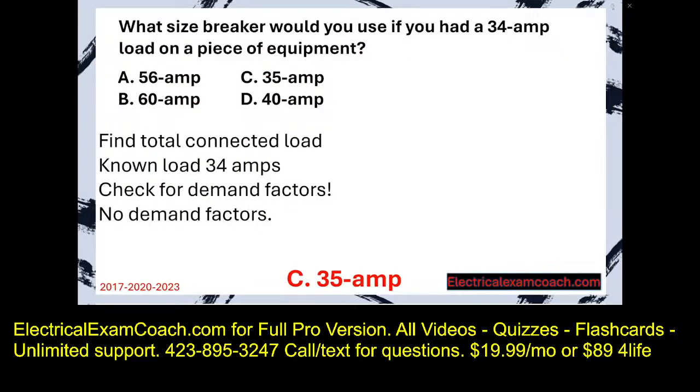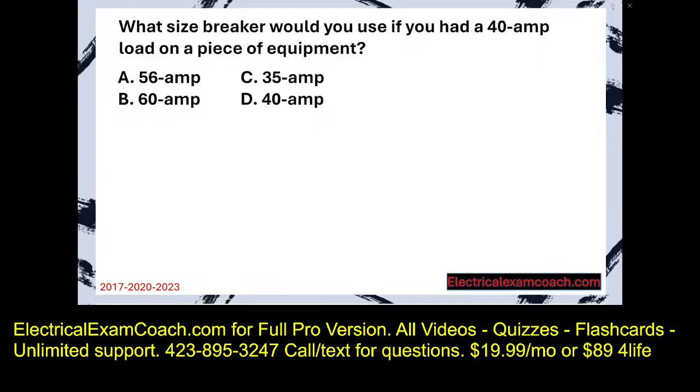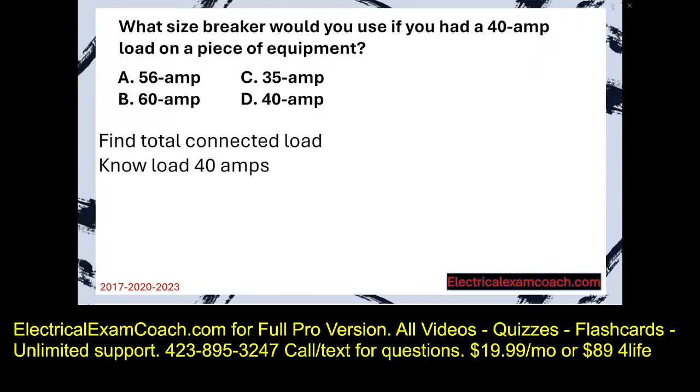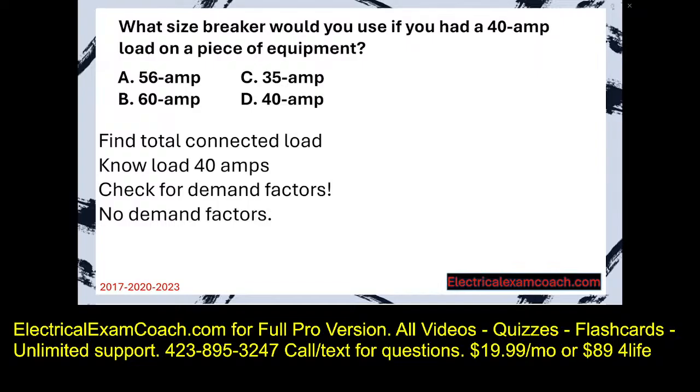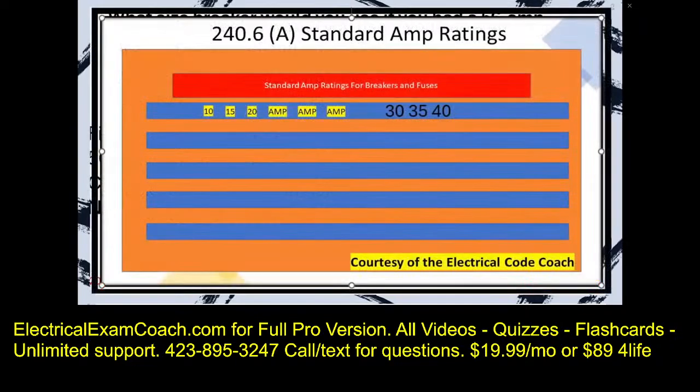Let's get to it. What size breaker would you use if you had a 40 amp load on a piece of equipment? Step 1, find the total connected load. The known load right now is 40 amps, but we check for demand factors. And in this case, there are no continuous loads or specific piece of equipment. Therefore, there are no demand factors. We're going to head to table 240.6a.